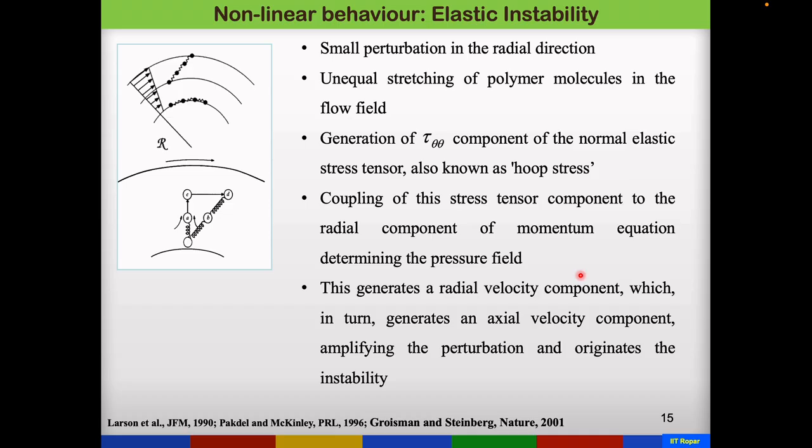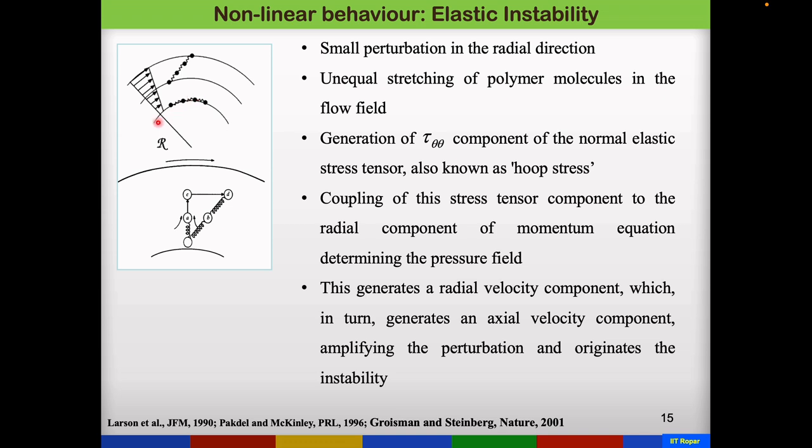Now, the flow will definitely not directly go to the elastic turbulence regime. Before going to that regime, there will be an instability generated within the system, which is called elastic instability. And that again is related to the normal elastic stresses that I talked about. In order to understand how this elastic instability can be generated, I have given a very simple example.